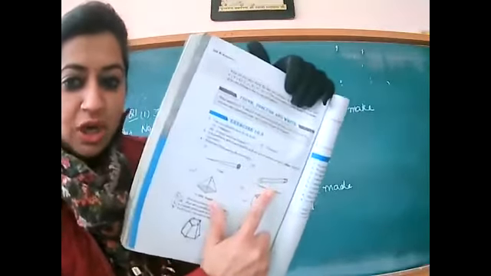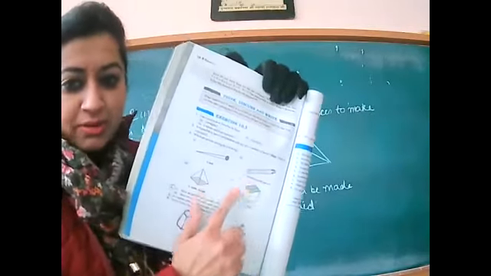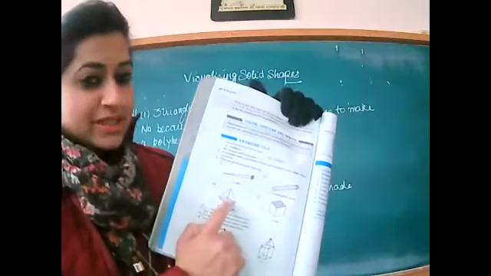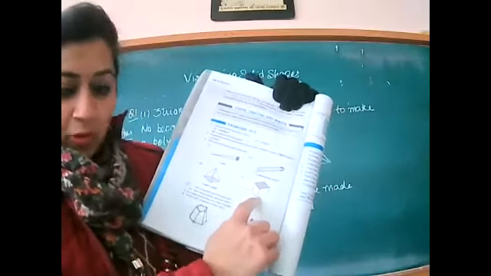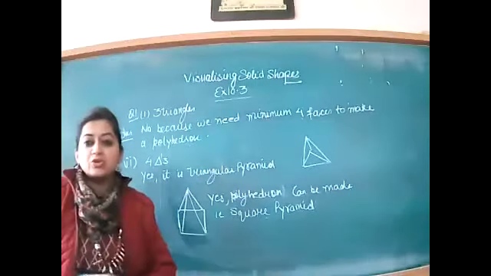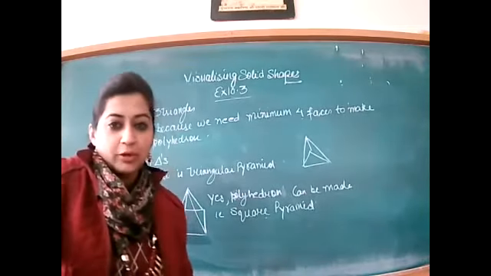The second figure is an unsharpened pencil. An unsharpened pencil is a prism. Next, the top and bottom are not the same, so it is not a prism. Here, the top and bottom are the same, so yes, it is a prism. Got it? So the way to check a prism is: figures whose top and bottom are the same are called prisms.